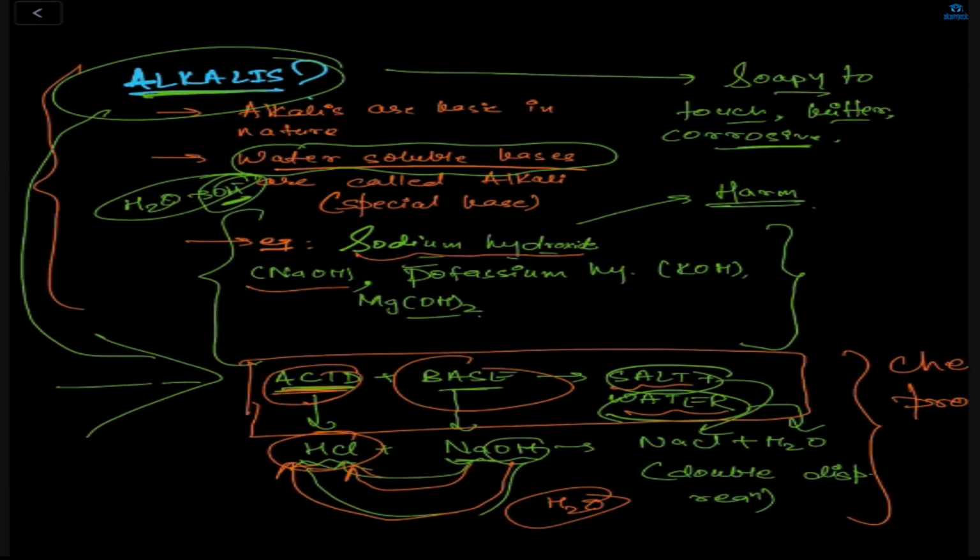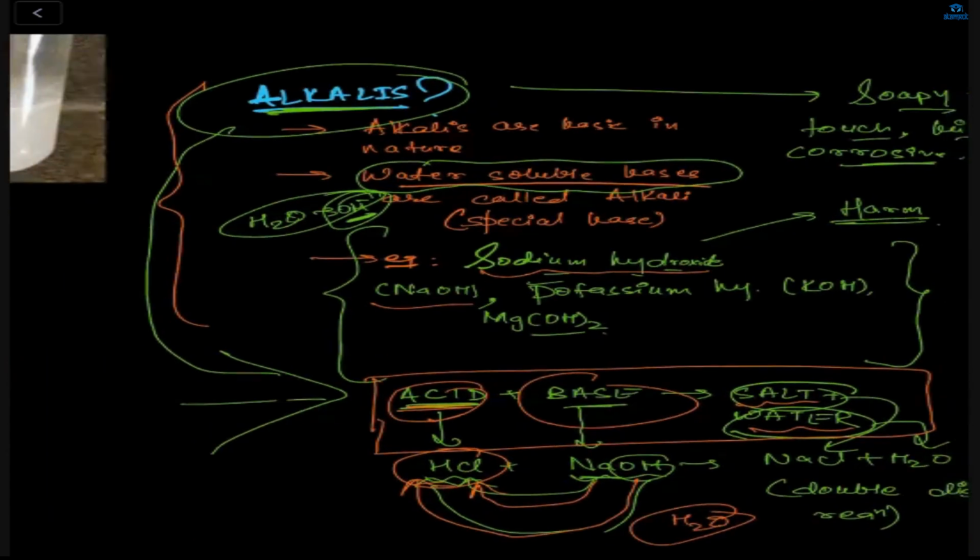Okay, so what is alkali? Shazan will tell. Yes, Shazan. Ma'am, alkalis are substances which are basic in nature. Okay. There are two types of alkalis. One is strong alkali and one is weak.